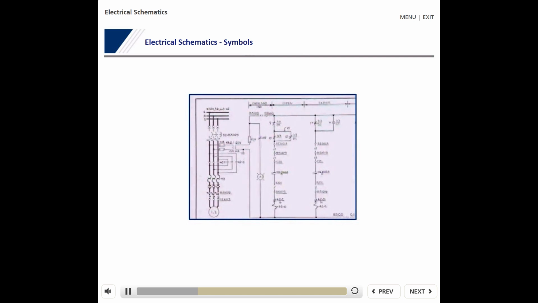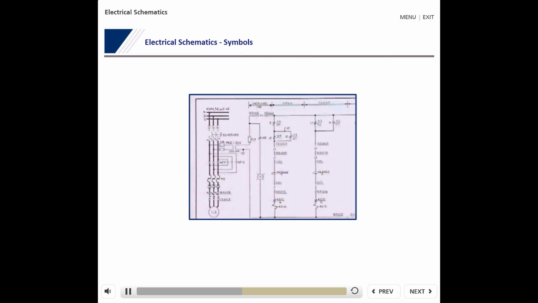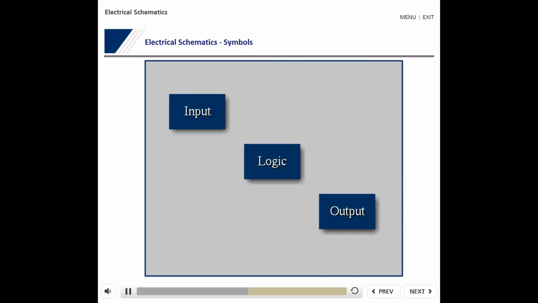The schematic is intended to yield a clear picture of a circuit, but it is not detailed enough to be followed when a circuit is being wired. In this lesson, you'll learn to read and interpret electrical schematics, an important skill when you're troubleshooting circuits. Let's start by looking at the three basic elements in a control circuit.